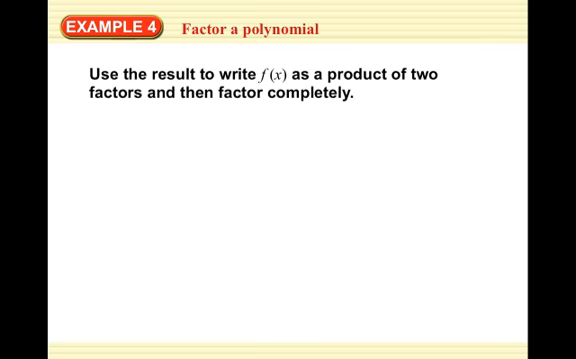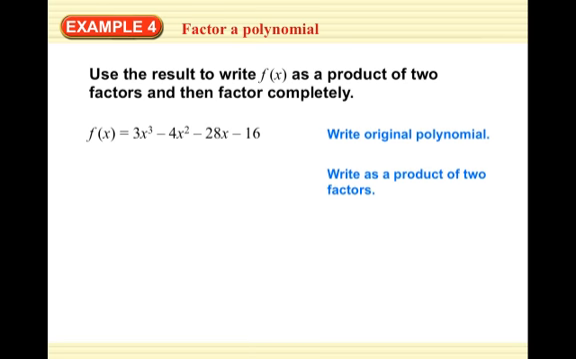All right, we're going to use the result to write f of x as a product of two factors and then factor completely. So we're going to write the original polynomial, f of x equals 3x cubed minus 4x squared minus 28x minus 16. And then we're going to write it as a product of two factors. It's going to equal x plus 2, and then our quotient times 3x squared minus 10x minus 8. All right, we're going to factor that trinomial. You're probably going to have to do the full-blown AC method unless you're just really good at guess and check. Take a moment to do that, and then come back. So just pause me and then come back.